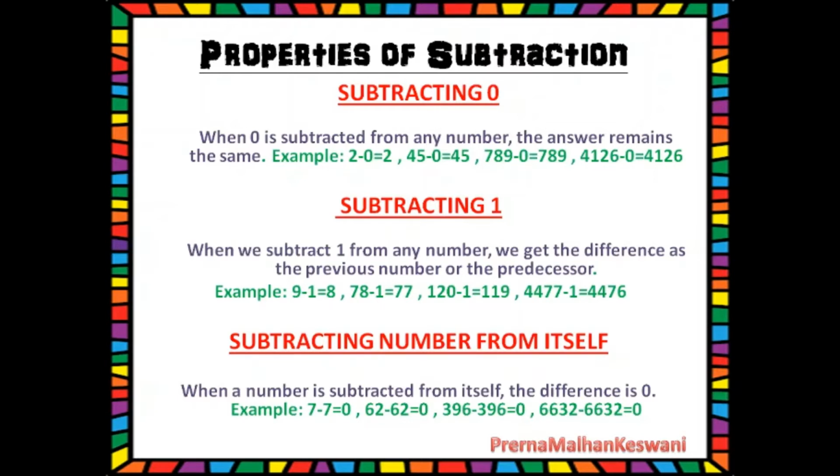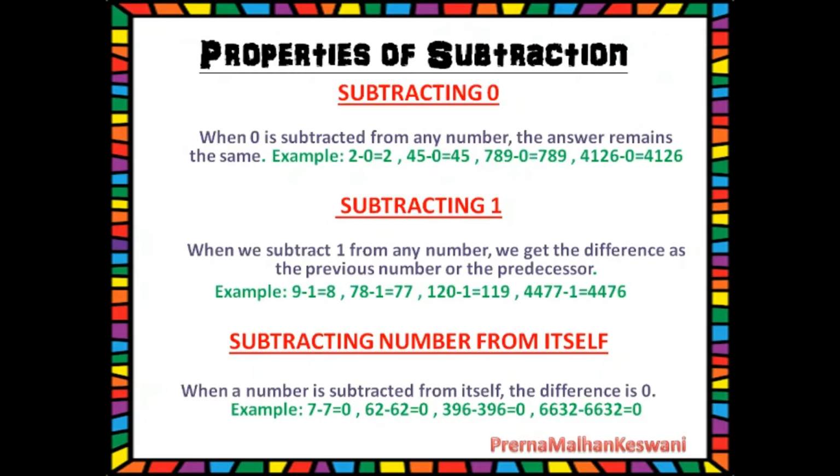45 minus 0 gives you 45. 789 minus 0 gives you 789. And 4126 minus 0 gives you 4126. It doesn't matter how big the number is. If you subtract 0 from any number, the answer will always remain the same. Now let's go to the next property.